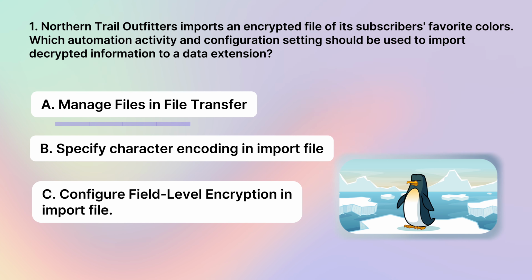Specify character encoding in import file is used for specifying the character encoding of an import file, which is unrelated to decryption. Configure field-level encryption in import file is used for encrypting specific fields in the import file, but it does not provide a solution for decrypting the entire file before importing the information.